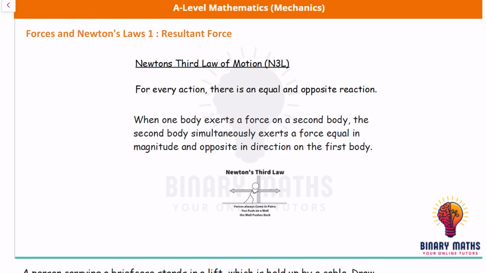First thing I want to go through is Newton's third law of motion. For every action, there is an equal and opposite reaction. When one body exerts a force on a second body, the second body simultaneously exerts a force equal in magnitude and opposite in direction on the first body.